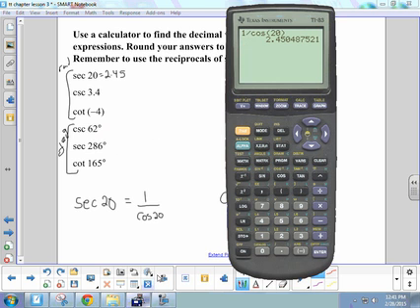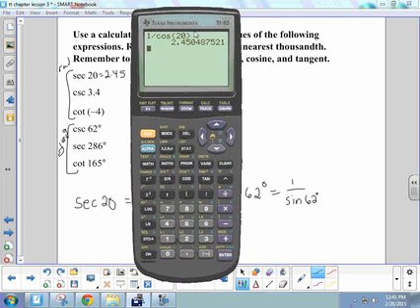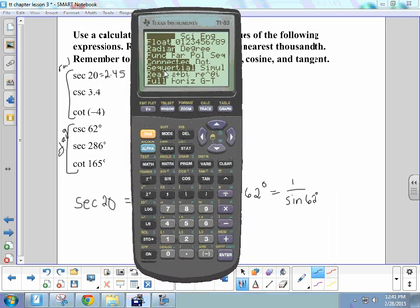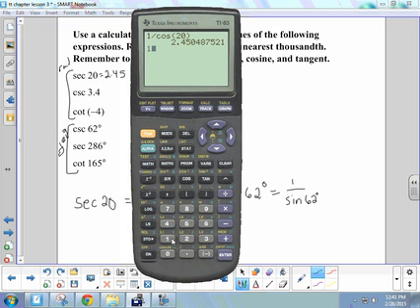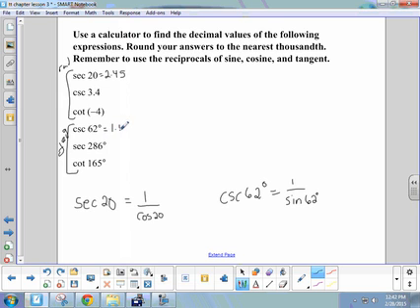So bring out my calculator again. Just make sure that I'm in the correct mode, which I'm in radian. I need to be in degree this time. So now I'm in degree. It's just going to be 1 divided by the sine of 62. And I get 1.13. All right. Again, it's just a matter of plugging it into the calculator.